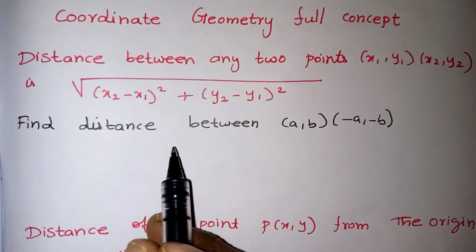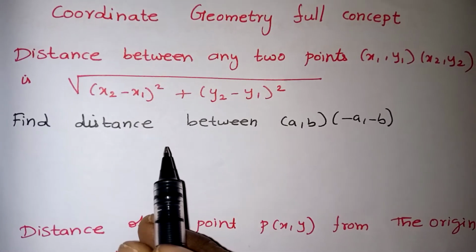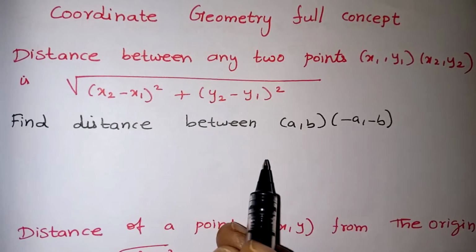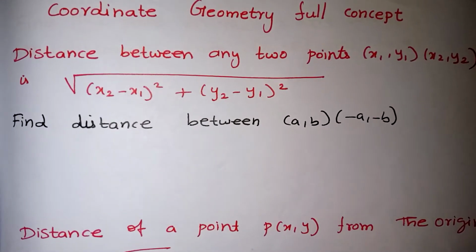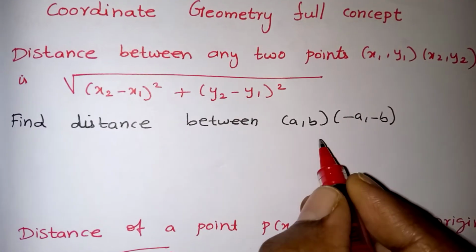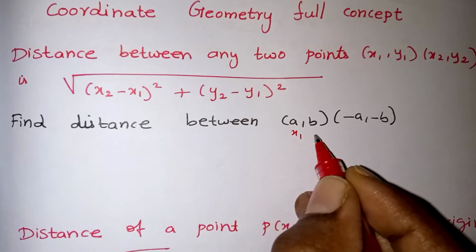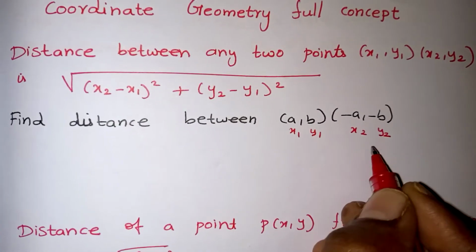Using the distance formula, we can get four types of problems. The first type of problem is to find the distance between any 2 points. 2 points will be given to you, and you have to find the distance. Whenever the points are given to you, first name them as the first point x1, y1, and the second point x2, y2. Many children make a mistake.